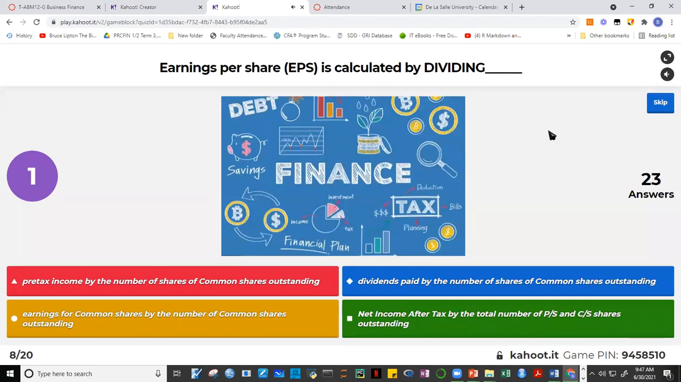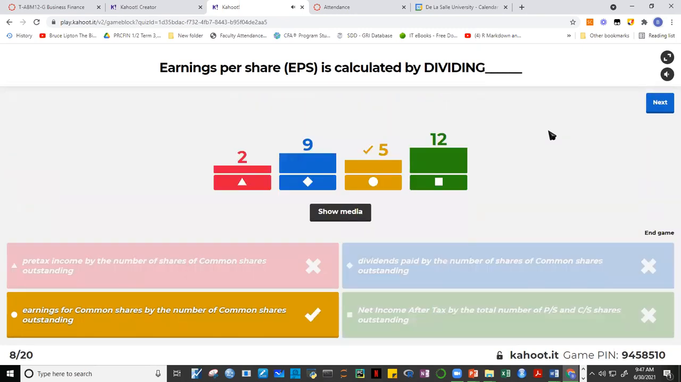Okay, the correct answer is... The EPS, guys, we're going to meet this when we discuss ratios, no? Earnings per share. How do you compute earnings per share? How much is the net income after tax divided by how many shares are outstanding? How many common shares? So this is the answer. Earnings, that's the net income after tax, divided by the number of common shares outstanding. That's why it's called earnings per share. The name is very suggestive, guys, per share. So we just divided by the number of shares outstanding. Okay, so 5 of you got it? That's good.